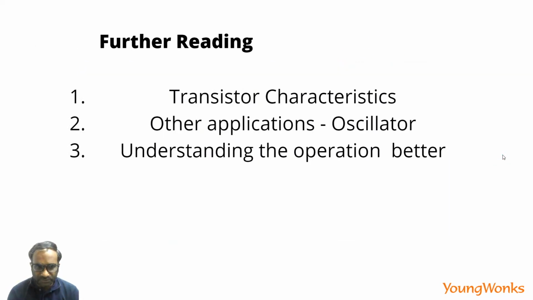Three things to look at. What are transistor characteristics? Transistor characteristics will show you a graphical representation of what happens to the voltages and the currents on a transistor when they are in operation. The second, another very important application, would be that of an oscillator. An oscillator allows you to create sinusoidal signals as outputs.